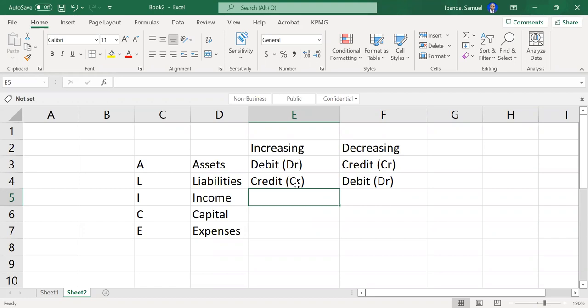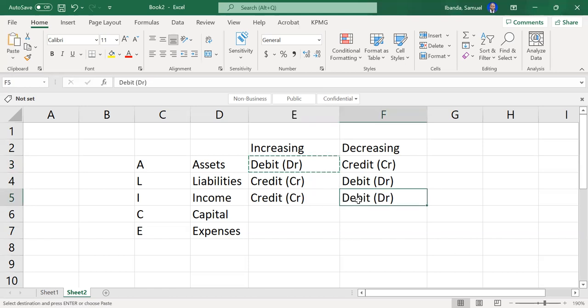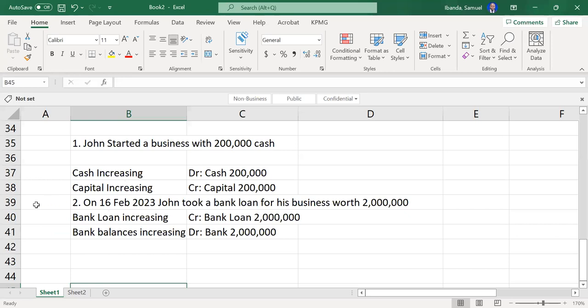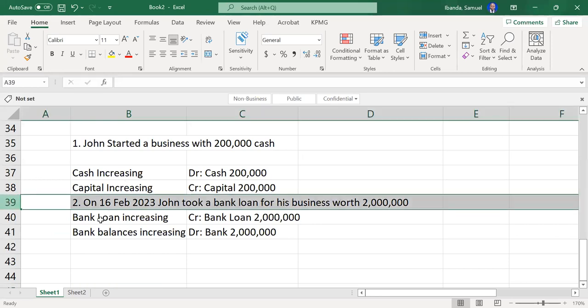So whenever income increases, we credit. We credit when income is increasing, and we usually debit when income is reducing. Now, I want you to know that income is different from cash. Through income, we can earn cash, but it doesn't mean that every income generation must be cash, because we can sell on credit and we can also sell on cash. I'll give you an example here. For example, we have a transaction.